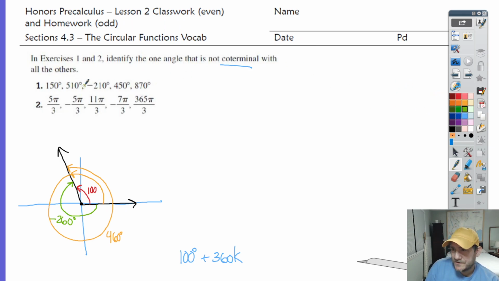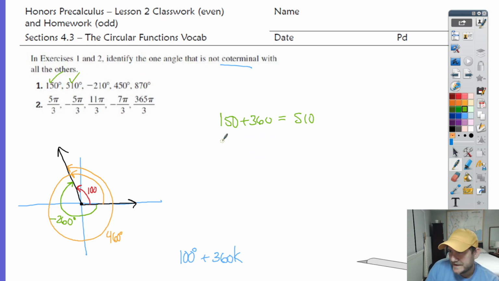So for a problem like this, I just want you to recognize who's not coterminal. You just have to spot the one that's not a 360 degree difference between the 150 and everybody else. So I don't know. Let's just do 150 plus 360. That makes 510, which is literally the next guy on the list. So you know that they are coterminal with each other.